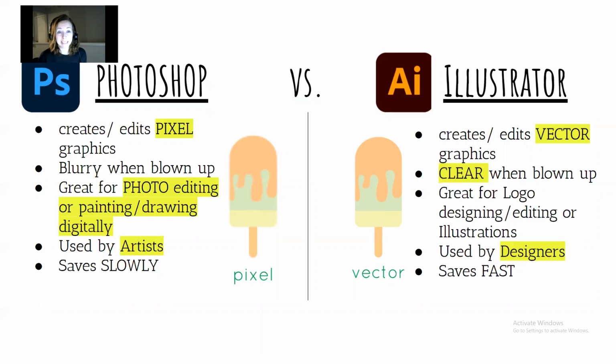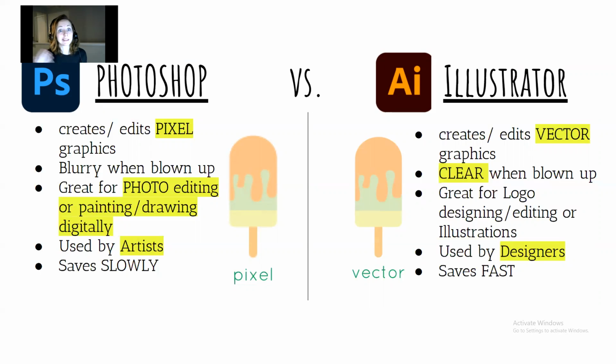So the way that this saves, if I wanted to create a pixel graphic in Photoshop, it'd be very easy just to draw something up. But then as I save it, it actually saves every individual pixel, which is why Photoshop saves a lot slower and takes a lot more memory and a lot more space on your computer.